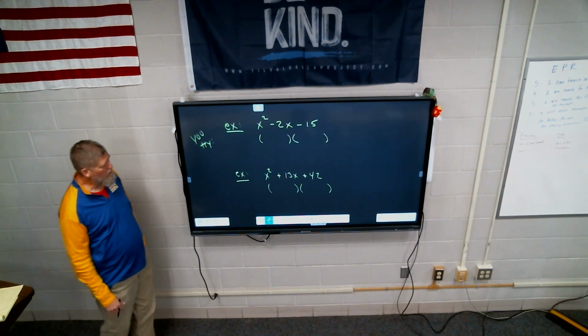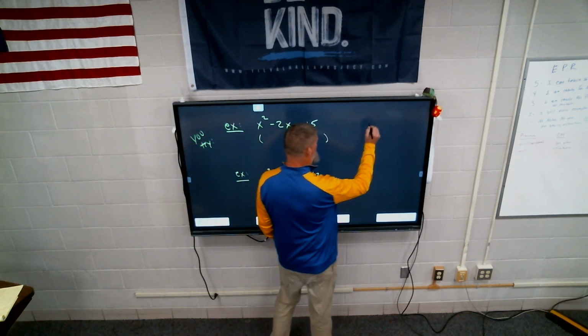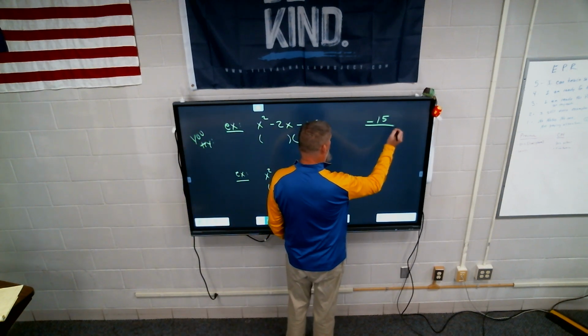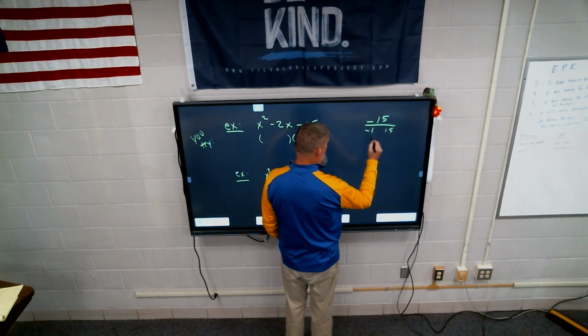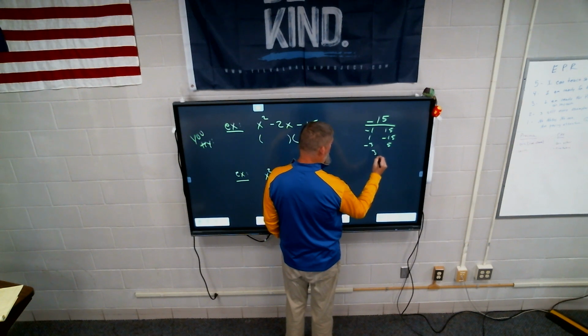Okay, let's look at the first one. So if we're looking for negative 15, what multiplies to equal negative 15? You simply can start by writing all the factors. So negative 1 times 15, 1 and negative 15, negative 3, 5, 3 and negative 5.